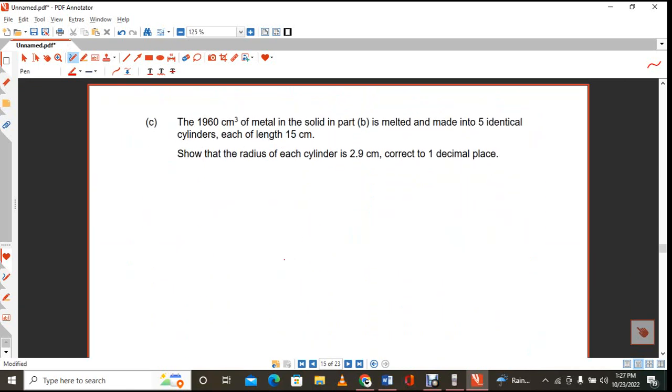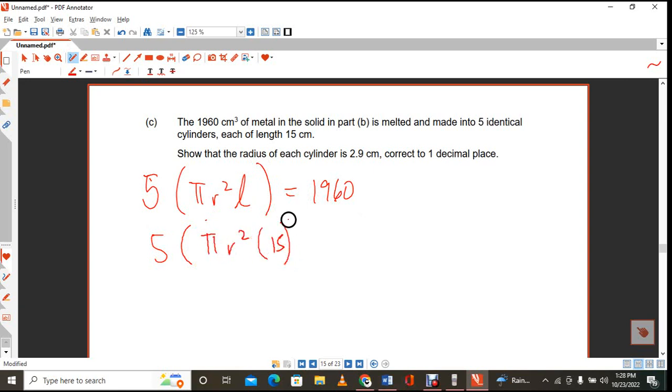So part C: the 1960 cubic centimeters of metal in the solid in part B is melted and then made into 5 identical cylinders, right? So 5 cylinders. Now I know that the volume of a cylinder is pi r squared times the length, and here we are told the length is 15. So that's 5 times pi r squared times 15 equals 1960.